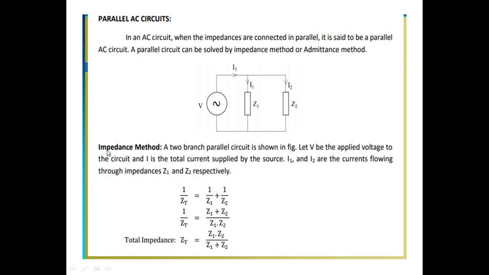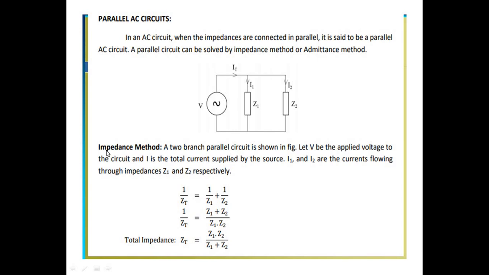In this circuit diagram, two impedances, Z1 and Z2, are connected in parallel. Impedance method: in the two-branch parallel circuit shown in the figure, V is the voltage applied to the circuit and I is the total current drawn from the source. I1 and I2 are the currents flowing through impedances Z1 and Z2 respectively.